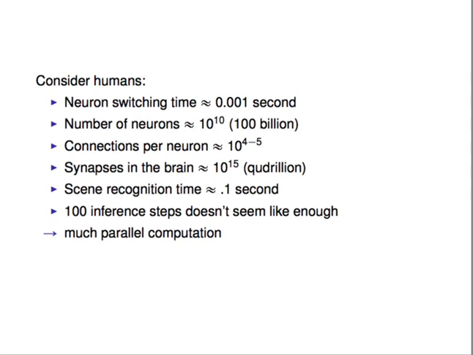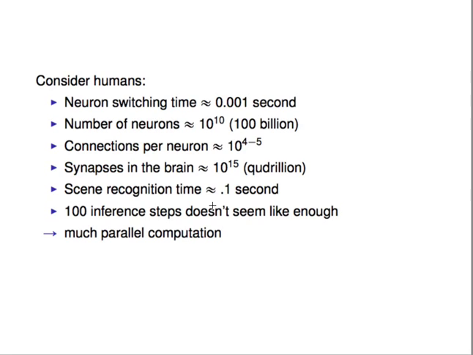And quickly consider humans. The switching time between a dendrite being active and the tail spitting a signal is 1 millisecond. The number of neurons in the human body is about 100 billion. There are about 10,000 to 100,000 connections per neuron, so neurons are interconnected with each other. And the brain is activating and interacting with these connections about 10 to the 15th, 1 quadrillion times, at any given instant.